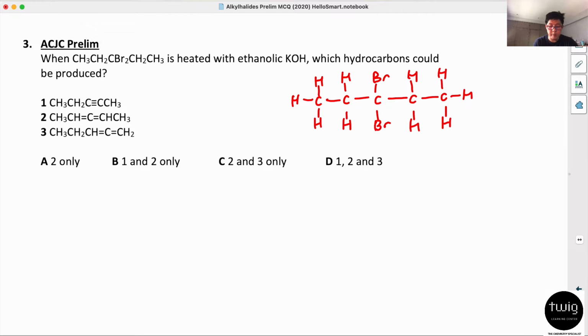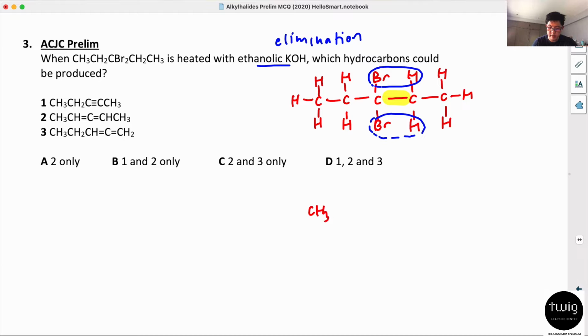When this compound is heated with ethanolic potassium hydroxide, with a halogenoalkane, the mechanism is elimination. Which hydrocarbons could be produced? If you have this compound, you could remove Br from here and an H from here. Can you see that? So you form a double bond over here. If you remove another Br and an H from here, you form another double bond, another pi bond.